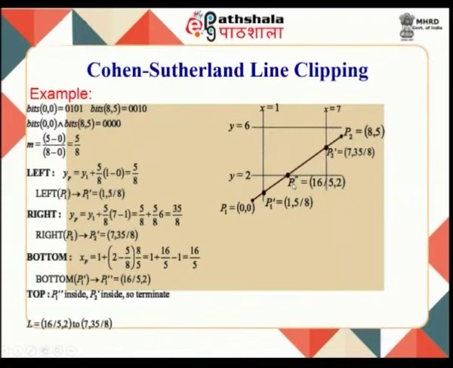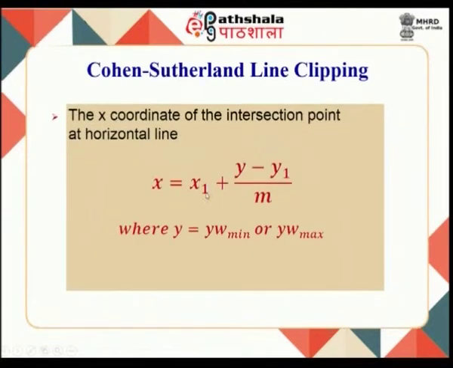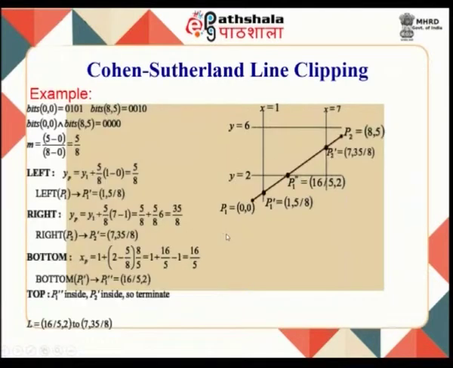So, for the intersection of the line with the bottom boundary, the y coordinate is 2, which is known, that is y is equal to 2. The x coordinate is computed using the equation x1 plus (y minus y1) by m, by substituting for y the bottom boundary value. So, we got 16 by 5. And finally, the top, because the top it is inside.